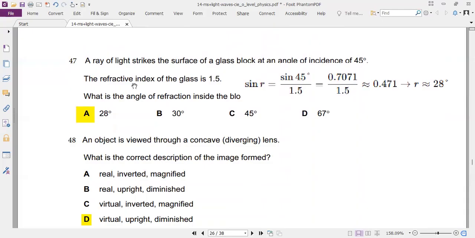Angle of incidence, refractive index, angle of refraction in the calculation. So carefully look at the question: light strikes the surface of glass. So it is coming from something like air and it is coming into the glass. It has to be sine I over sine R. R is replaced by N. N is going here and sine R here. That gives you 28. Again, and again, do not forget to use the sine inverse on the calculator.